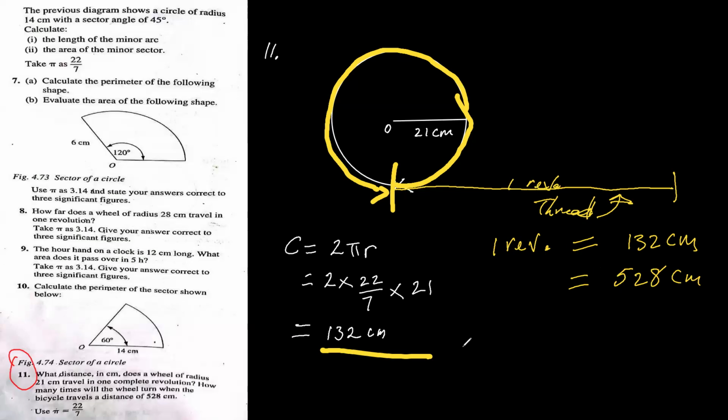Here is how I do it. You're multiplying this by this, cross multiply. So it's 528 multiplied by 1, which is the same thing, and you divide by what is left, which is the 132. And this will give you 4 revolutions. 132 times 4 is 528. So this is 4 revs.